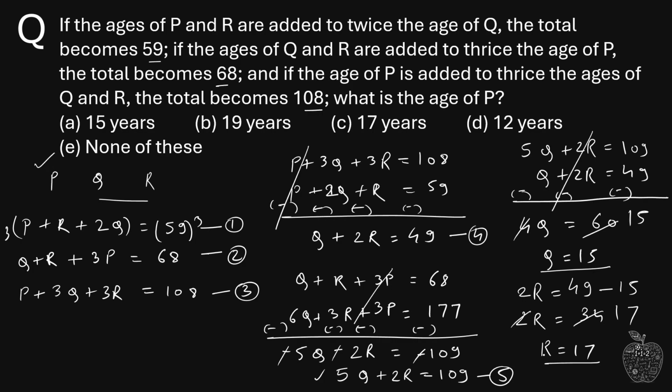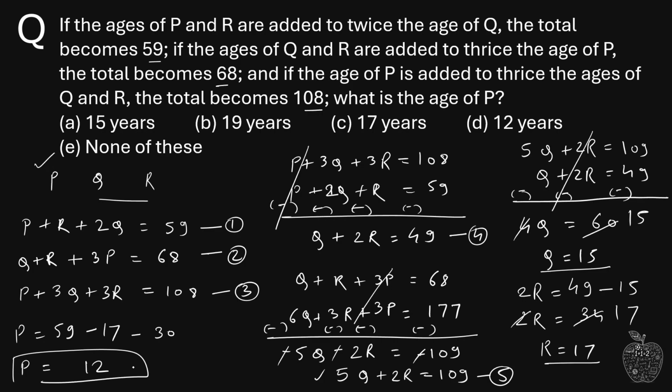We'll substitute the values of Q and R in equation 1 and we'll get the value of P. Alright, so let's do that. So here we get P equals 59 minus this R. R here is 17, minus 2Q. Q is 15. 15 into 2, 30. So minus 30. So finally we get the value of P as 59 minus 17 minus 30, which gives me 12. And this is our required answer. So here option D is the correct one.